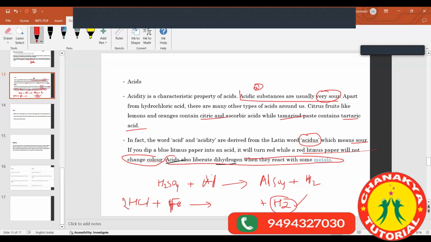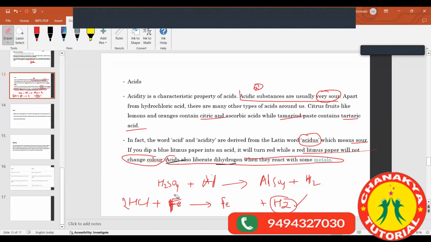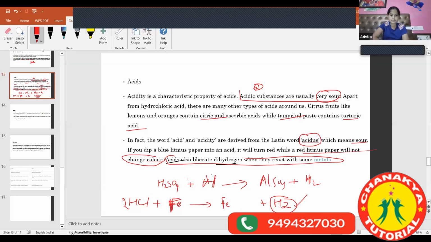It means hydrogen and Cl both will have 2. Ma'am, if there's a 2 in front, will it change the equation? No. You're not clear, Advika? Ma'am, will it be like 2 FeCl? Advika asked a question: if we add 2, will the equation change? No, it will not change.